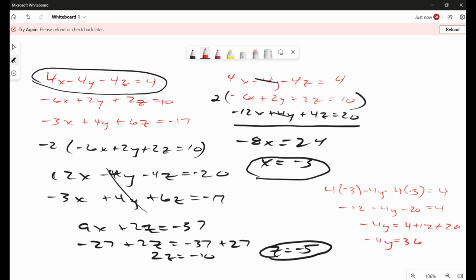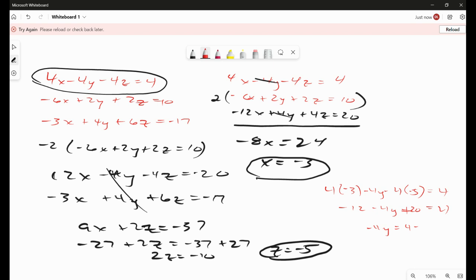minus 4y. And why does this feel like it's the wrong answer? Because it is. Let me go back, guys. Watch out. Let me go back here. That's correct. This is not. This is plus 20. So that means I've got to rewrite this. Mistakes with negatives, guys.